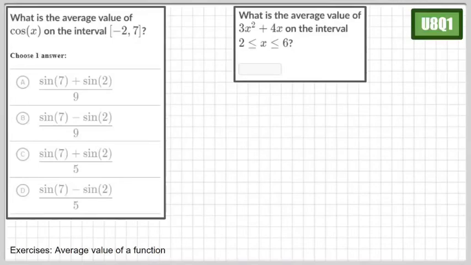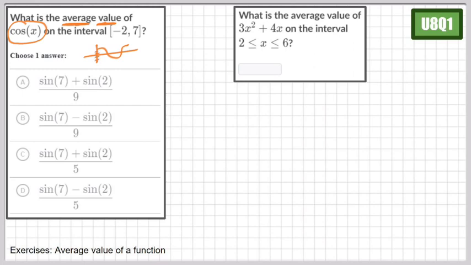Average value. Average, which you guys know, you add them all up, then divide, and then value means y value. So if we wanted to find the average value for cosine, you're thinking about cosine right here. It's like, woo. And you want to add together all the y values and then divide it by the interval.